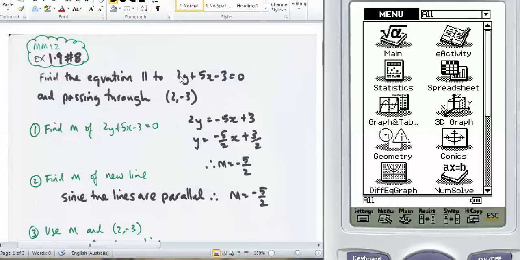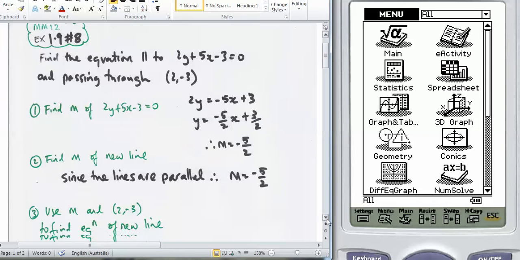and it passes through the point (2, -3). The process is really a three-step process. Find the gradient of the line that you were given, find the gradient of the new line, and then use your known information about the gradient and the point to find the equation of that particular line.